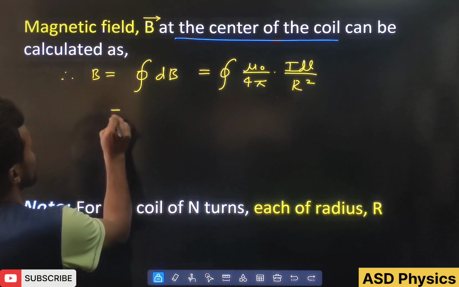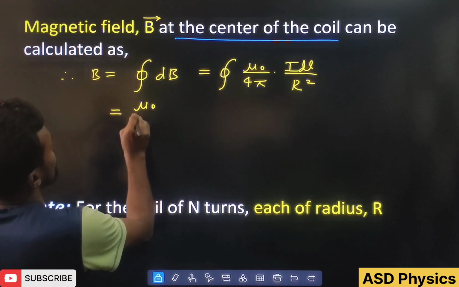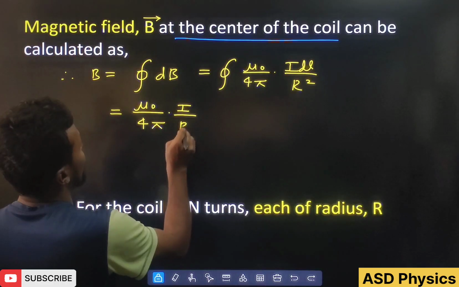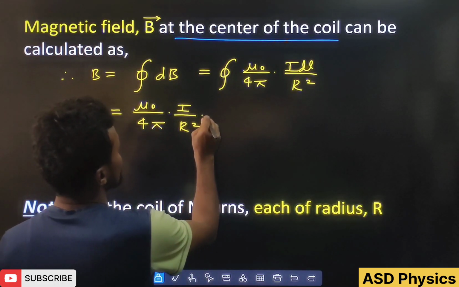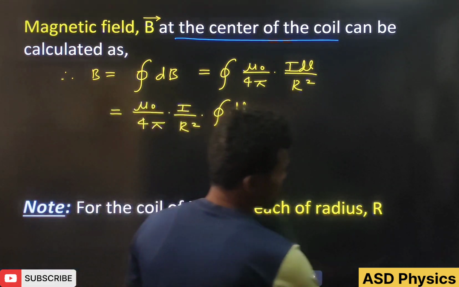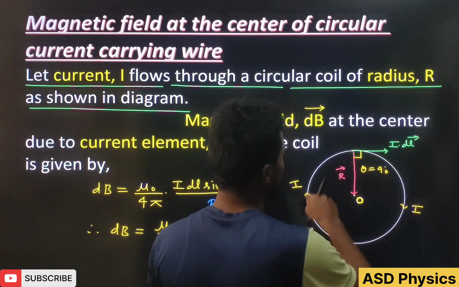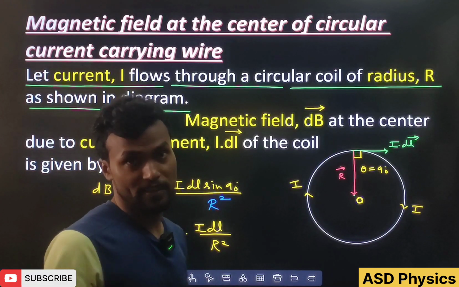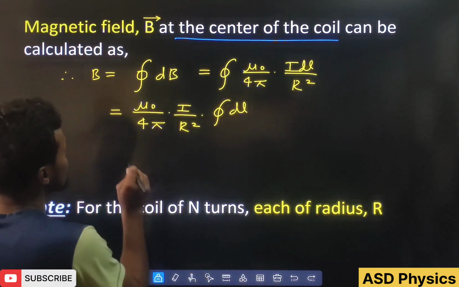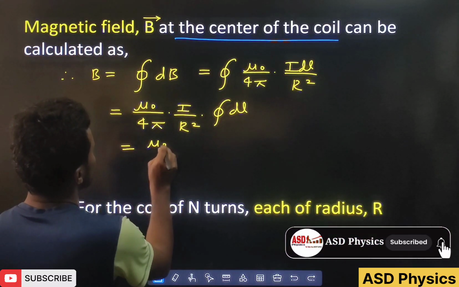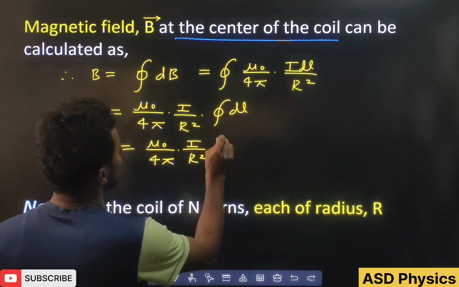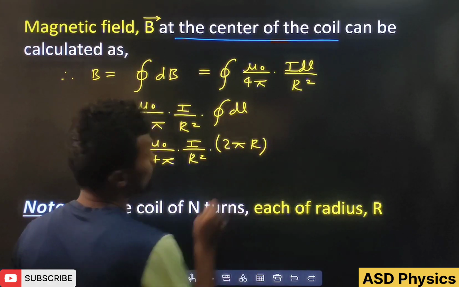And what are the things that are constant? So mu naught by 4 pi into I by r square is constant, is it? That means what we can write here? Closed integral dl. So you know very well, if you add all this small length dl, what you will get? You will get the circumference of the circle. And circumference of the circle, how much here? 2 pi r, is it? That means I can write here, see, it will become here mu naught by 4 pi I by r square. And what will come here? 2 pi r, is it?